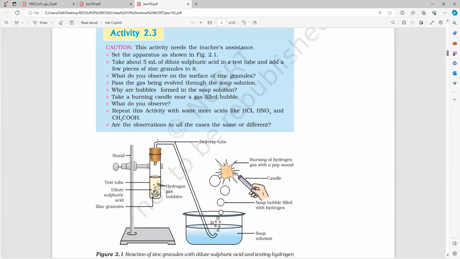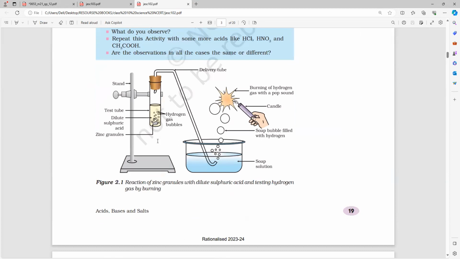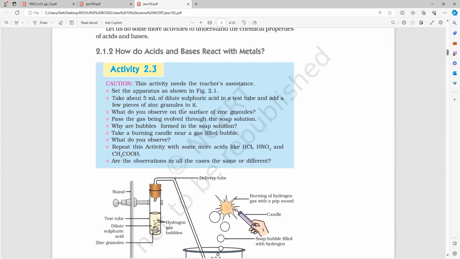Yes, but here there is no heating. But anyhow, metals reacting. How do acids and bases react with metals? Yes, we have, Activity 2.3. Very good thing. So please note it, everyone. It's a very important thing. When the temperature of the acid is higher, the ionization is faster and the rate of reaction is faster, and it gives us basically more production of hydrogen gas faster. So note that.